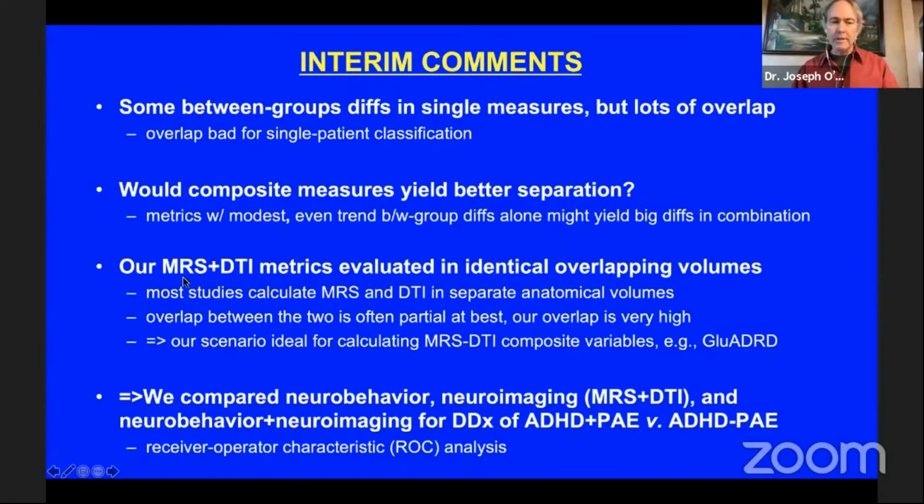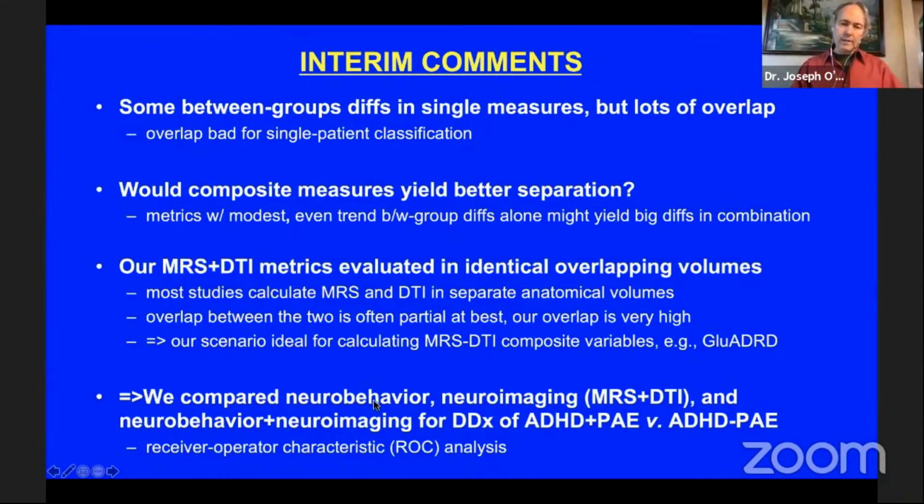And as we just mentioned, our MRS and DTI metrics happen to have been evaluated in identical overlapping volumes. That's not typical for neuroimaging. Most studies calculate MRS and DTI in separate anatomical volumes where the overlap between the two is often partial at best, but our overlap was very high between those volumes. So that's kind of an ideal scenario for calculating MRS DTI composite variables, something like multiplying the glutamate times the AD times the RD, because all these are being acquired in the same volume of tissue.